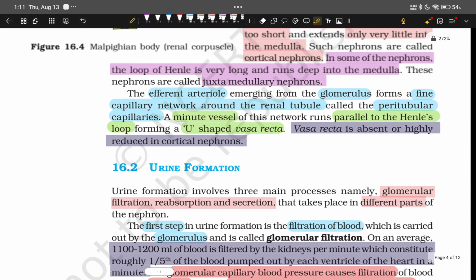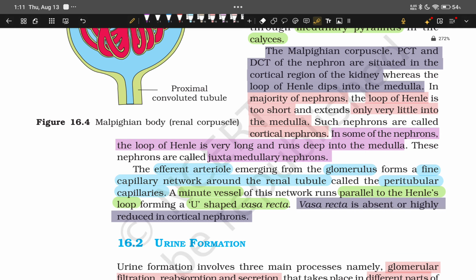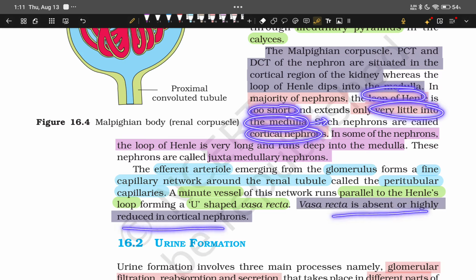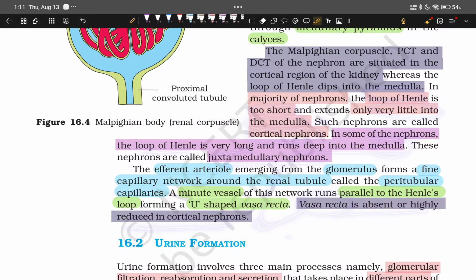Now the next point is vasa recta is absent or highly reduced in cortical nephron, which means first of all, cortical nephrons are those nephrons where the loop of Henle is very short, it only penetrates very little into the medulla, and secondly, vasa recta is highly reduced in cortical nephron, whereas in juxtamedullary nephron, the loop of Henle is very long and runs deep into the medulla, and also vasa recta is not reduced, it's present in these types of juxtamedullary nephrons.